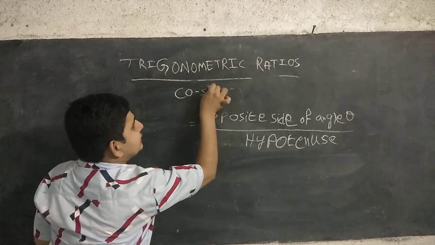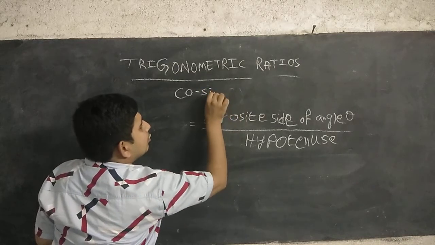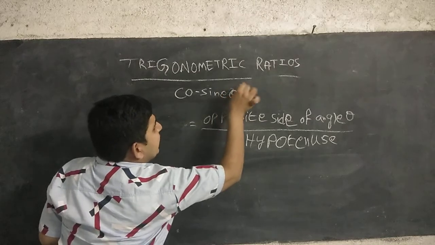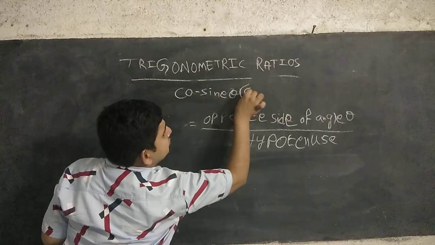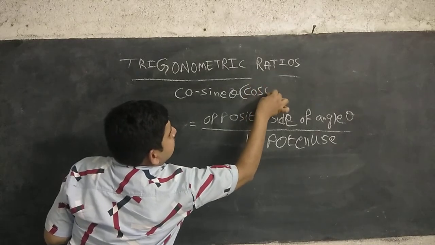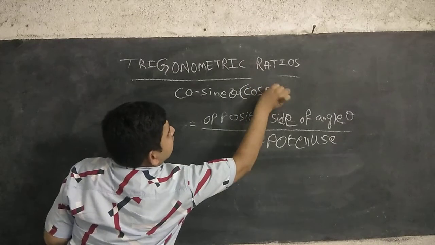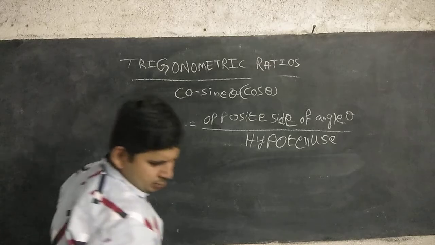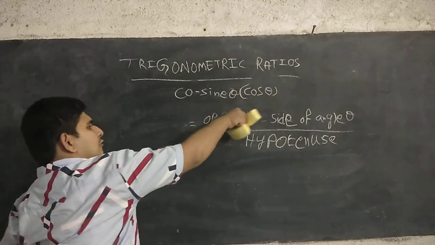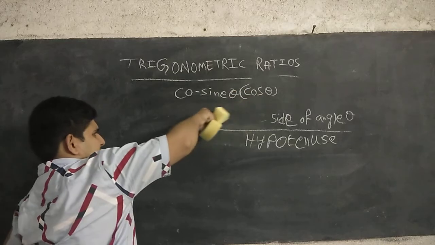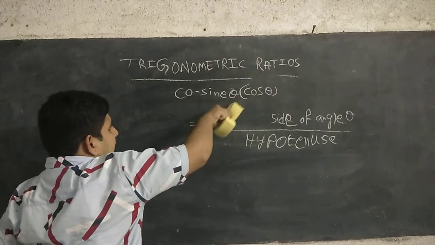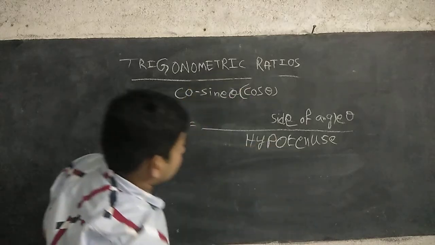Cosine theta, or cos theta. Now we can discuss the cosine theta definition. If you know the definition, then it is easy to do trigonometry.